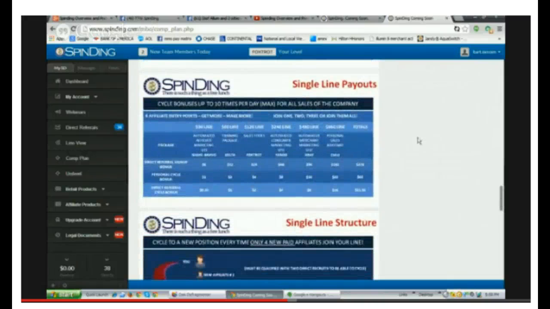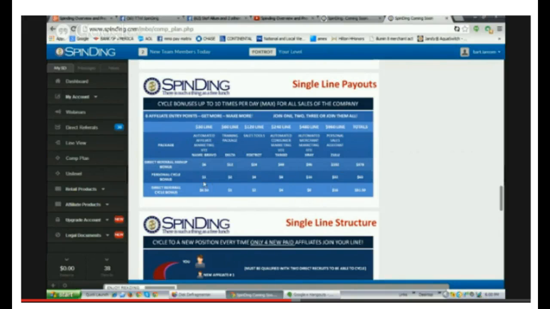This is the most important slide on here for you to understand. Okay, so here's a $30 line. Your direct referral sign-up bonus is $6. On a $60 line, it's $12. On a $120 line, it's $24. All the way up to $292 on the biggest one. That's just a sign-up bonus, right?